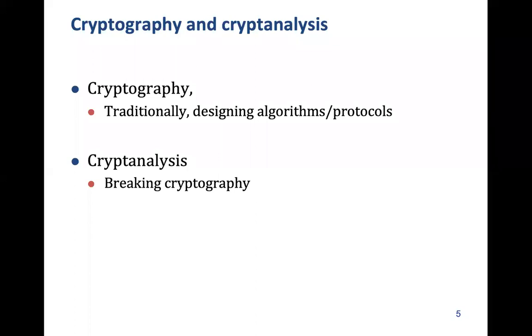Cryptography is traditionally designing algorithms and protocols such that a message remains confidential. Note that the purpose of cryptography is to keep information confidential. So it only works on the first property of the triad, right? So we have studied confidentiality, then we have I for integrity and A for authenticity, or sometimes it's also used for availability. Okay, so here we are considering only confidentiality. Then cryptanalysis is essentially techniques to break cryptography.